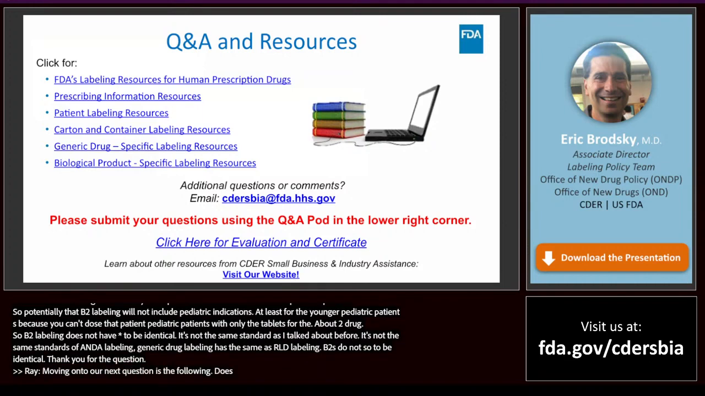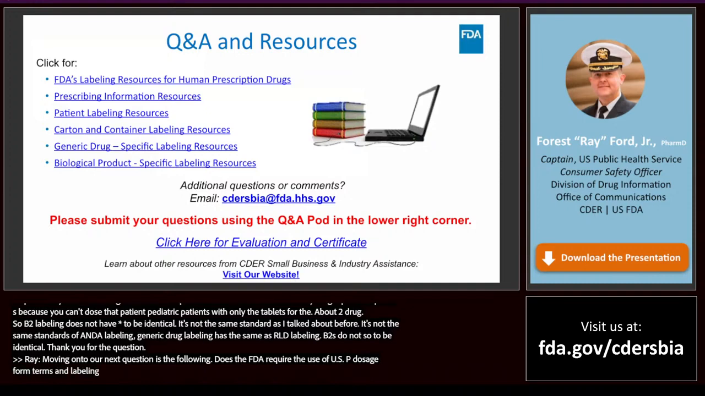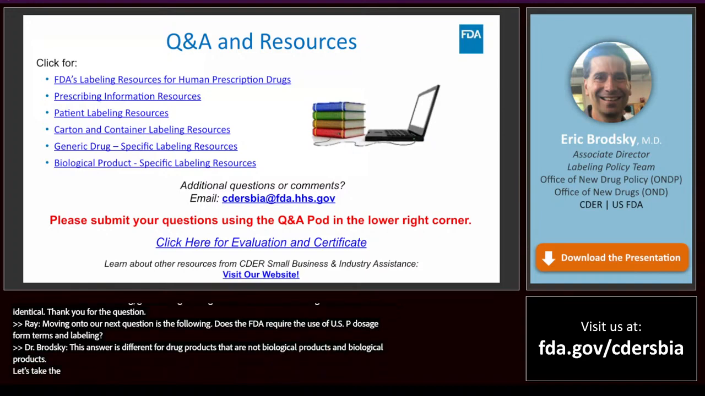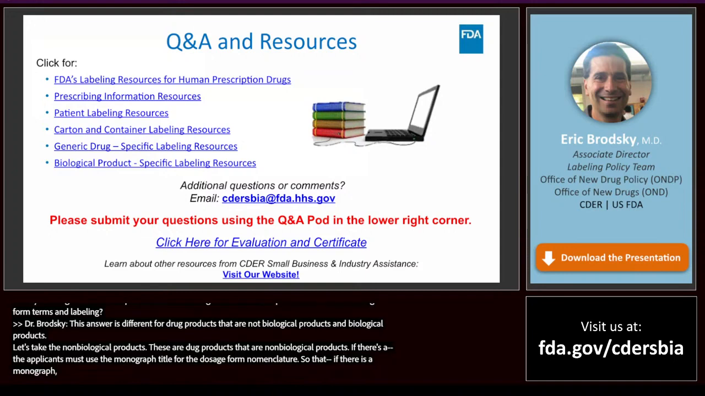Does the FDA require the use of USP dosage form terms in labeling? Good question. So this answer is different for drug products that are not biological products and biological products. So let's take the non-biological drug products. If there's an applicable USP monograph, the applicants must use the monograph title for the dosage form nomenclature. So if there is a monograph, one must use that dosage form in prescription drug labeling.